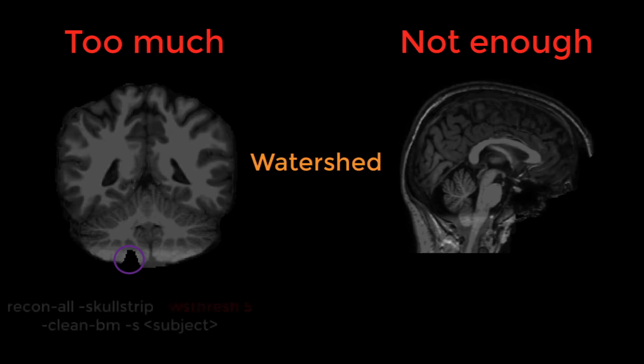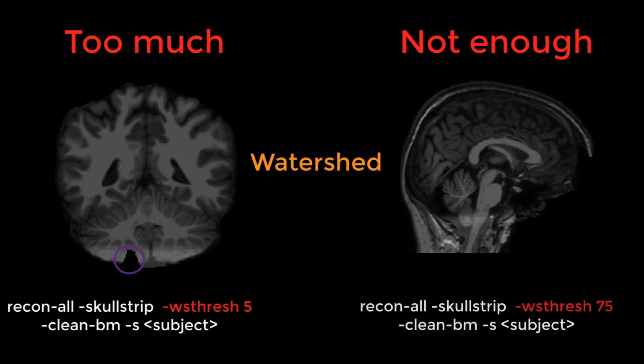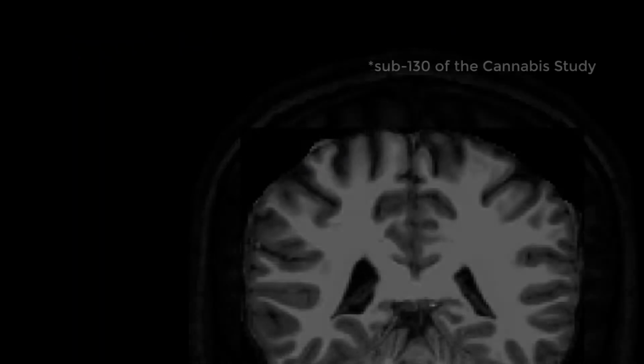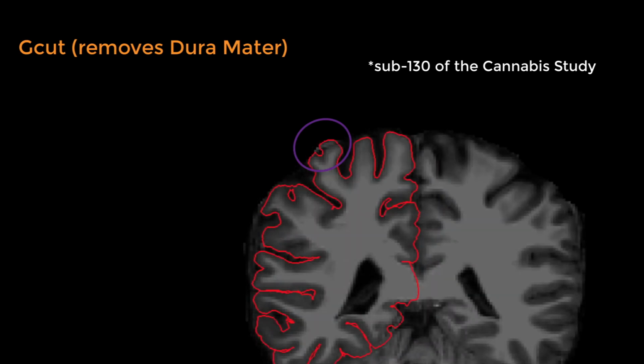Lower values for the WS thresh option in Recon All will remove more skull, while higher values remove less skull. However, when the skull has been mostly removed but excessive dura remains, a better option is to use the G-cut option. Here we see that the peel surface latches onto the dura for several slices.